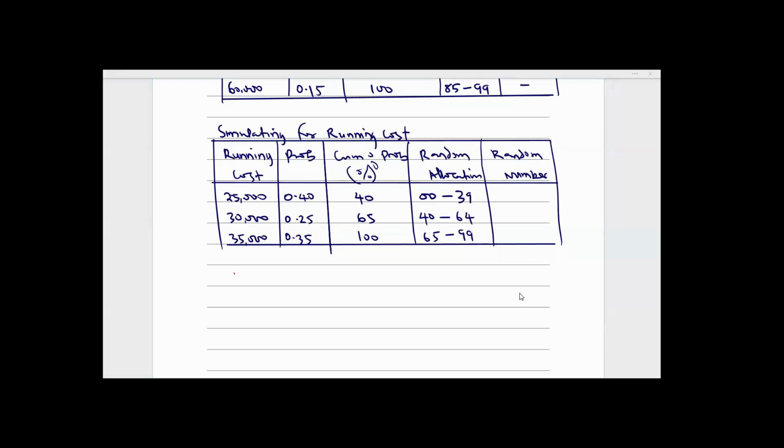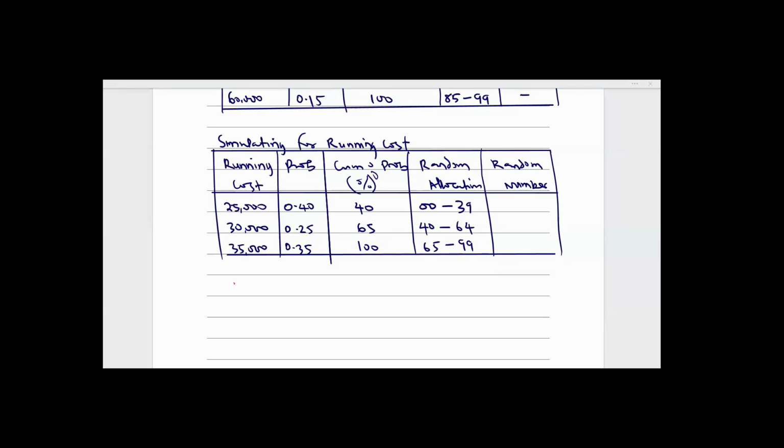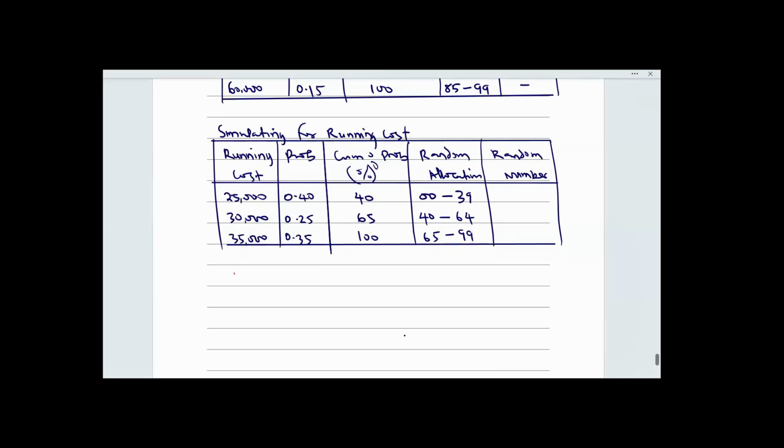For our simulation for running costs, the first random number given to us is 71. Therefore, 71 will fall in the third row. Here is 71. 0, 0 will fall in the first row. Then the last one, which is 94. 94 will fall in the last row. So with this, we have simulated for running costs.